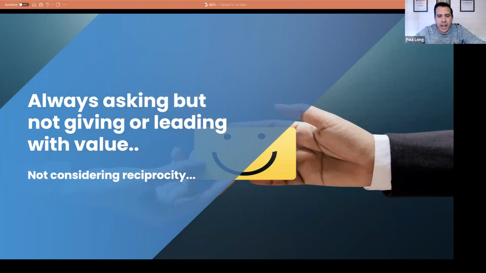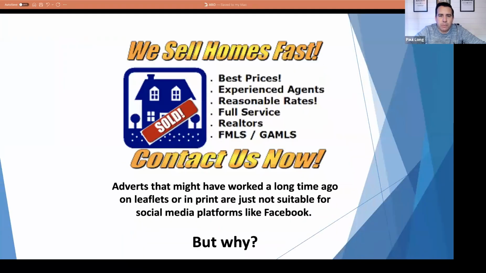And if you want that explained a little bit more, this is the sort of advert that you might be used to with leaflets, paper, or maybe you're still doing these sort of adverts. But on Facebook, unfortunately, they don't work very well. If they do, they're very high cost. So direct response adverts: we sell homes fast, we let homes fast, best price, lowest fees, full service, contact us now. Adverts that might have worked a long time ago or in leaflets and print are just not suitable for social media platforms like Facebook.